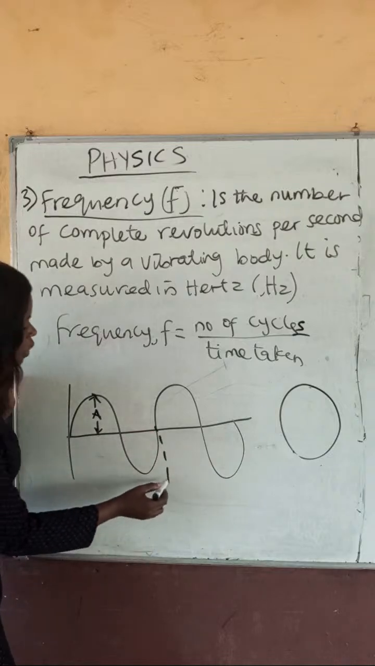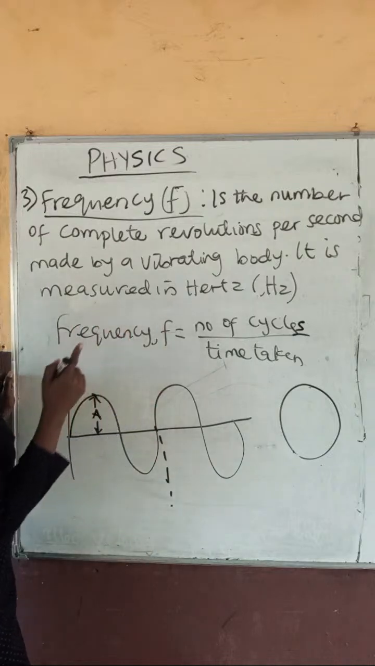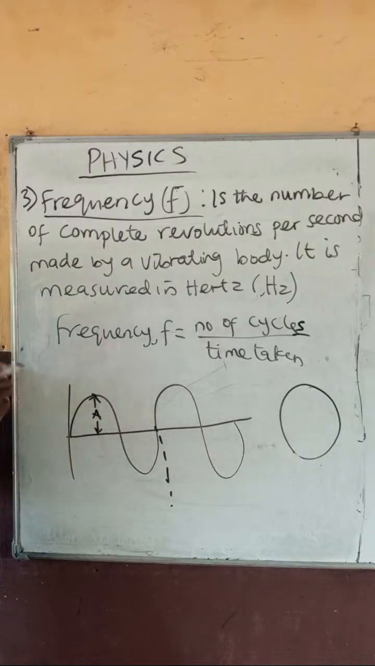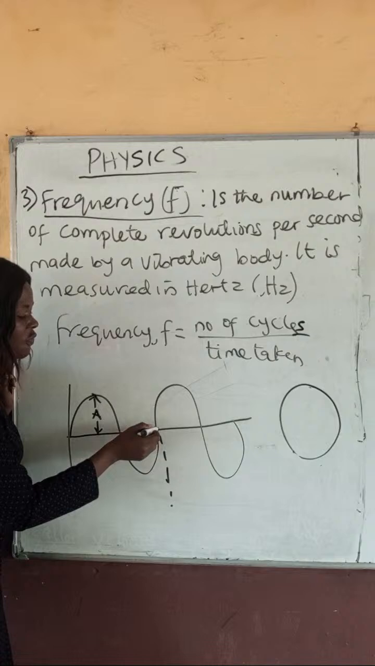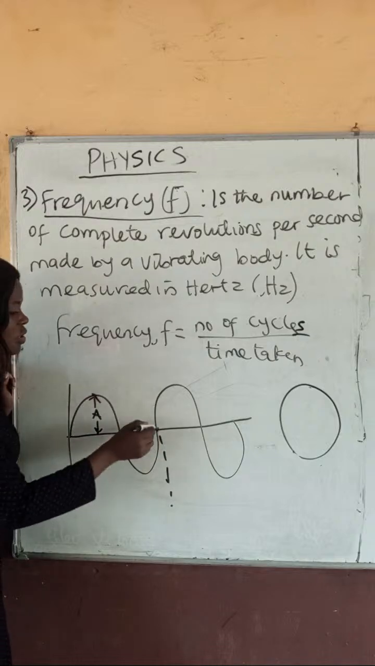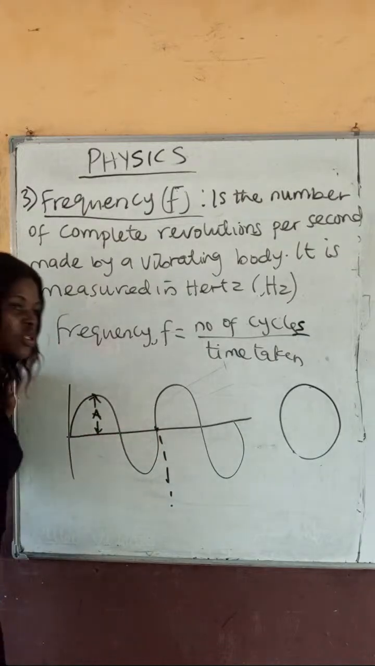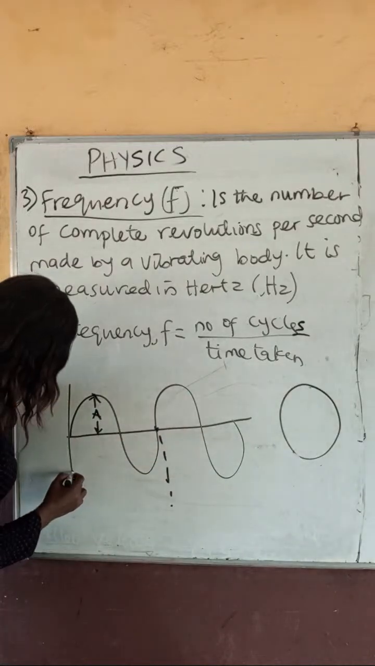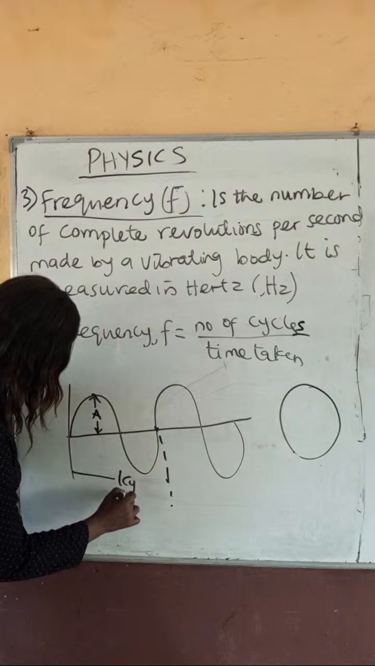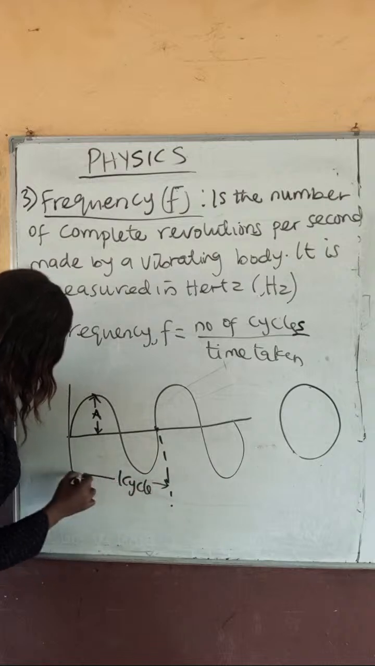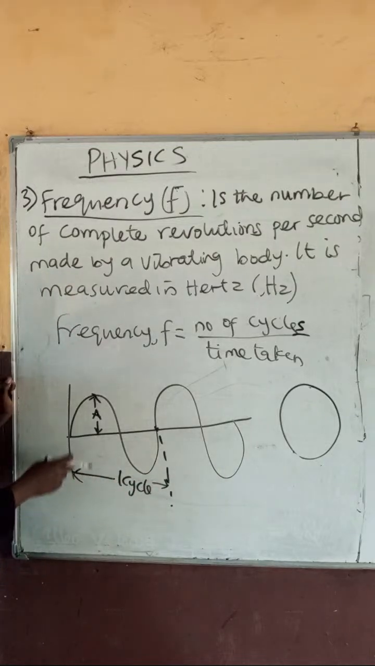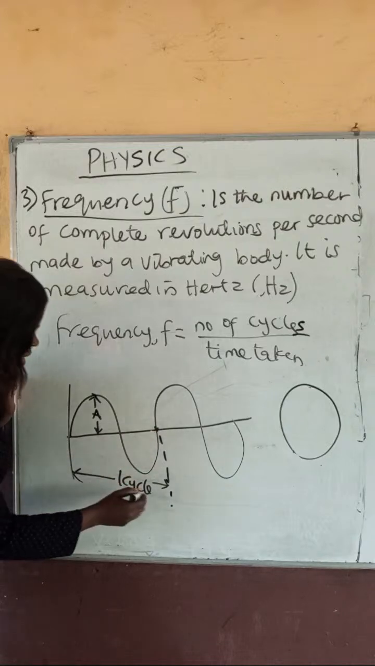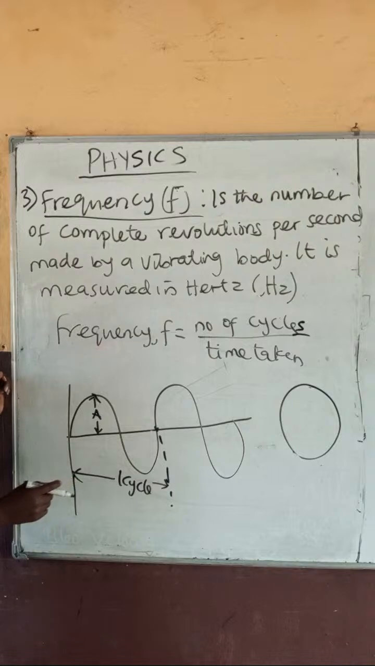The number of complete oscillations that a particle makes in one second. So this is a complete oscillation, to and fro. Because the body goes to and fro, it goes and returns back. So this becomes one cycle. If the body covers to and fro, this becomes one cycle.